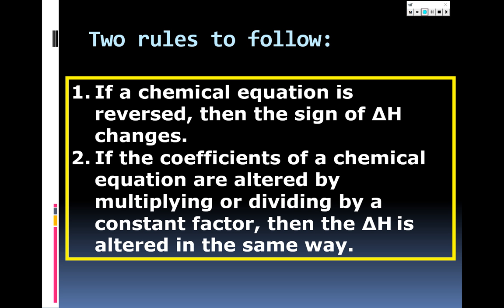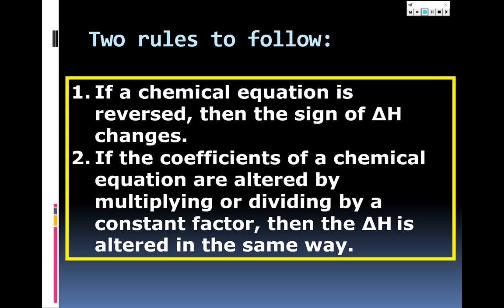Okay, so the two rules we have to follow if we are going to reverse a chemical reaction. What that means is we're going to take the products that are written like you're used to, and write them as the reactants and the reactants as the products. Then if the delta H is negative, you have to change it to positive, which makes sense. It's basically like you're switching whether it's endo or exothermic.